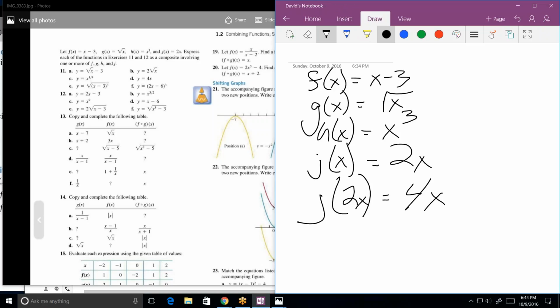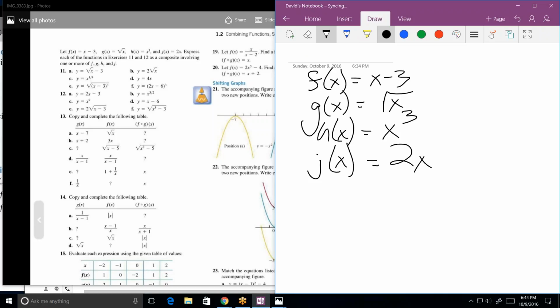Now let's backtrack, and what's j of 2x equal to? Is that not equal to j of j of x? Yeah, that is true, because it's 2x. Since they're both 2x, j of j of x. Okay, so it's j of j. Okay, so that's another one where we only had to use one of the functions.